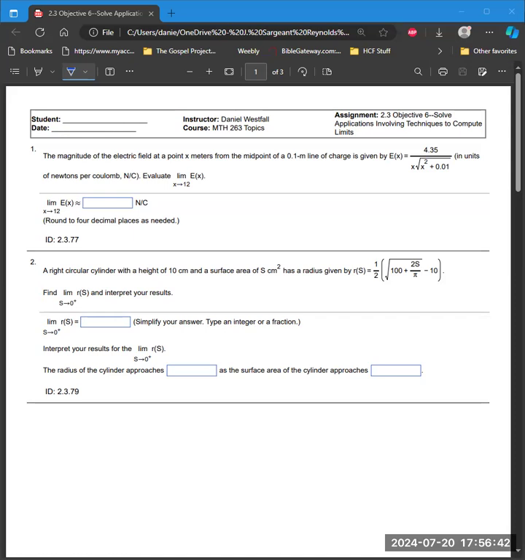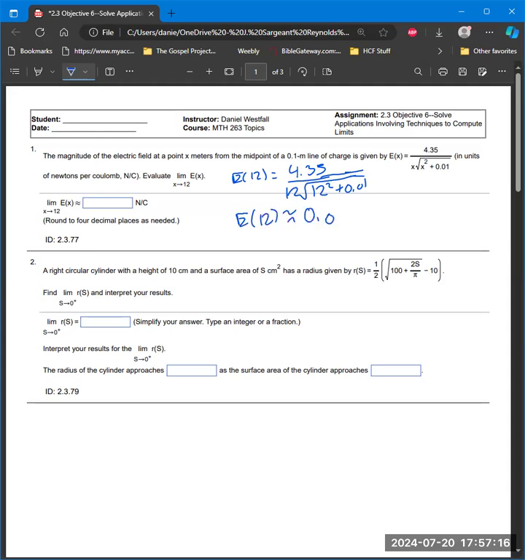So we're going to make a substitution here. Since this function should be continuous at x equals 12, we can just go ahead and plug it in. That would be E of 12 is equal to 4.35 over 12 times the square root of 12 squared plus 0.01. Trust you have your calculator and can plug that in. And we're going to round to 4 decimal places as needed. We get E of 12 is about 0.0302.